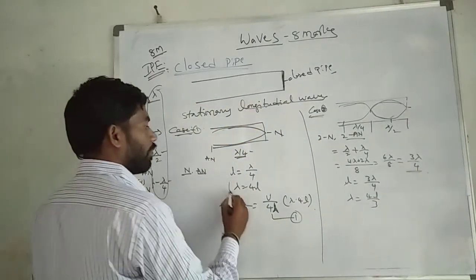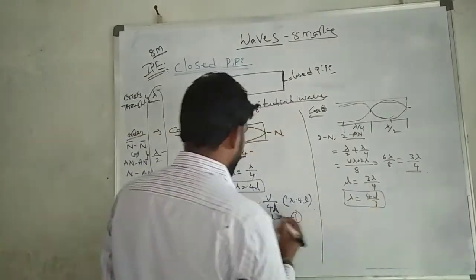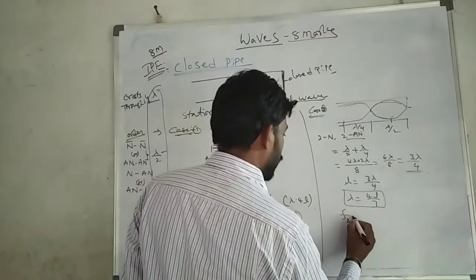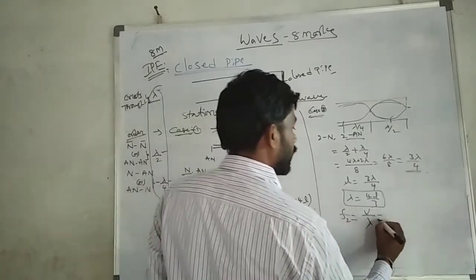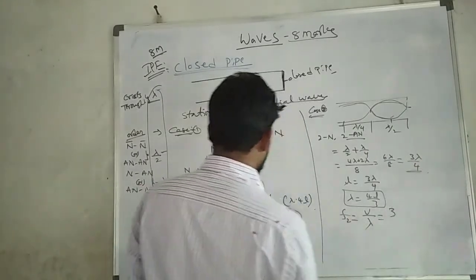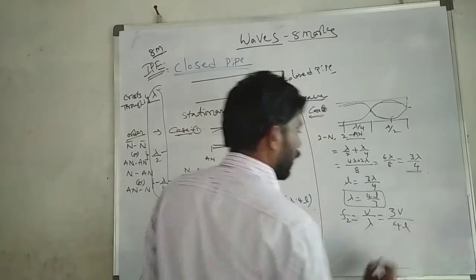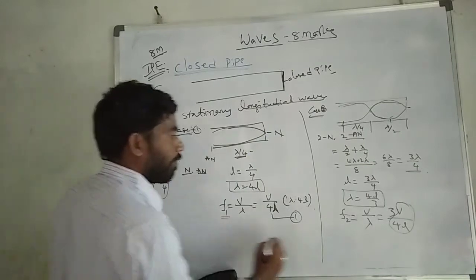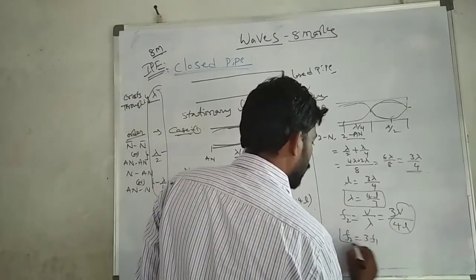In the first case it is 4L. In this case it is 4L by 3. So frequency F2 equals V by lambda. This is case 3: V by 4L, but V by 4L we take as F1. So F2 equals 3F1.